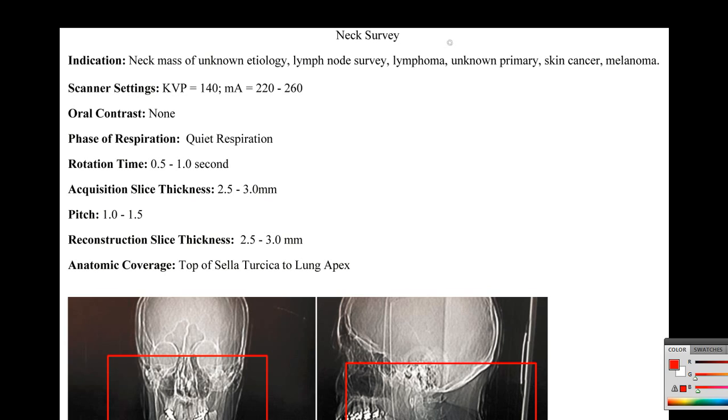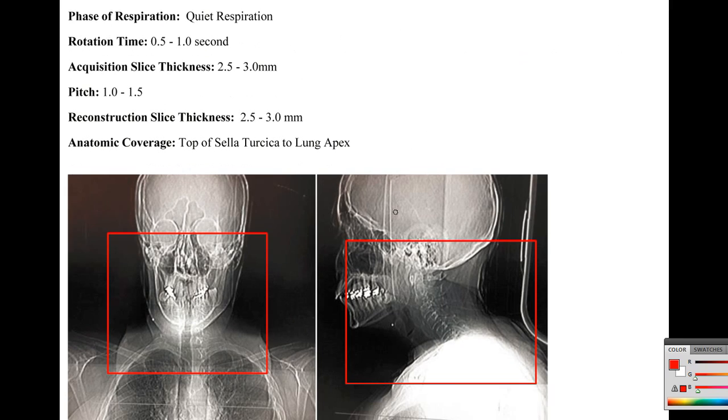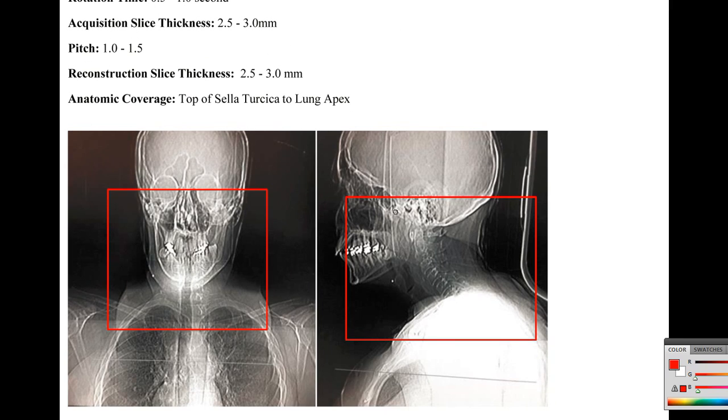So we're acquiring a little thicker slice thicknesses, and it can be argued that at 2.5 to 3, you might not actually get as good of MPR reconstructions, so you could utilize even thinner slices than 2.5. Once again, it's usually your department protocol how it's actually set up. Pitch is 1.0 to 1.5. The reconstruction slice thickness is mirroring the acquisition slice thickness at 2.5 to 3 millimeters. And the anatomic coverage is the top of the sella turcica to the lung apex.